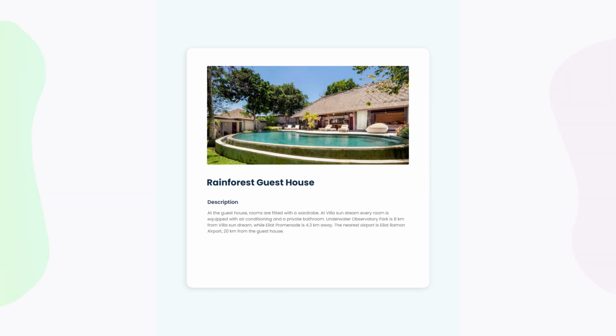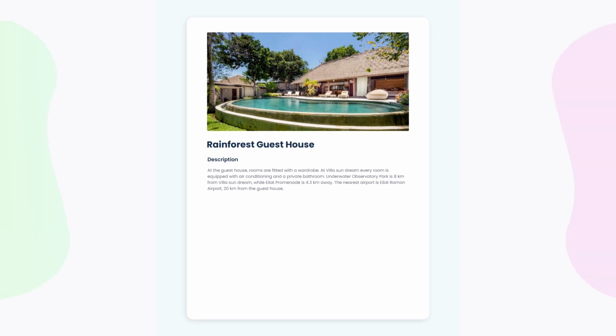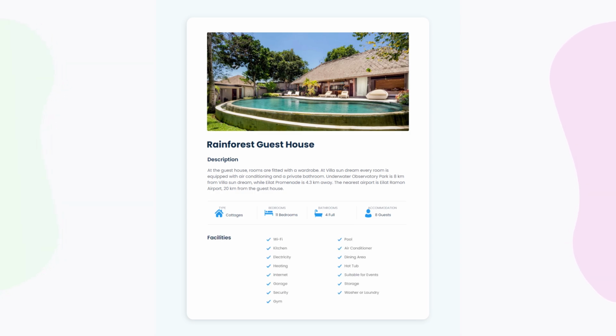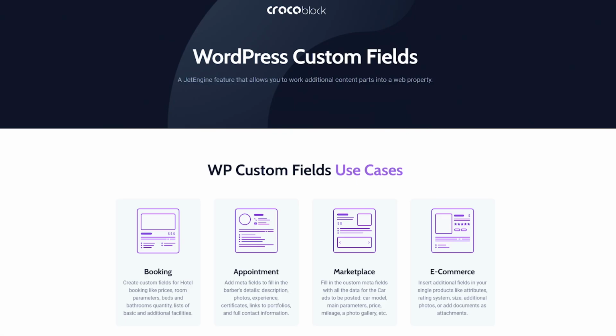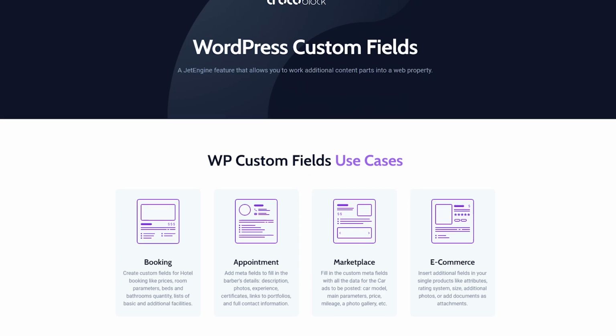Let's say I have a vacation rental website. It will be impossible to provide the visitors of my website with a number of rooms, bathrooms, facilities, or check-in time using WordPress posts. However, everything is possible with JetEngine custom post types and custom metafields.